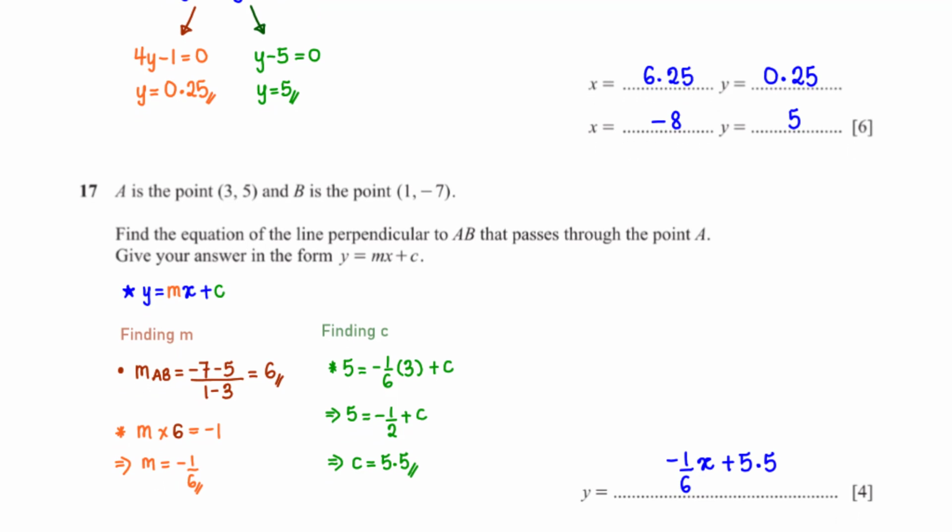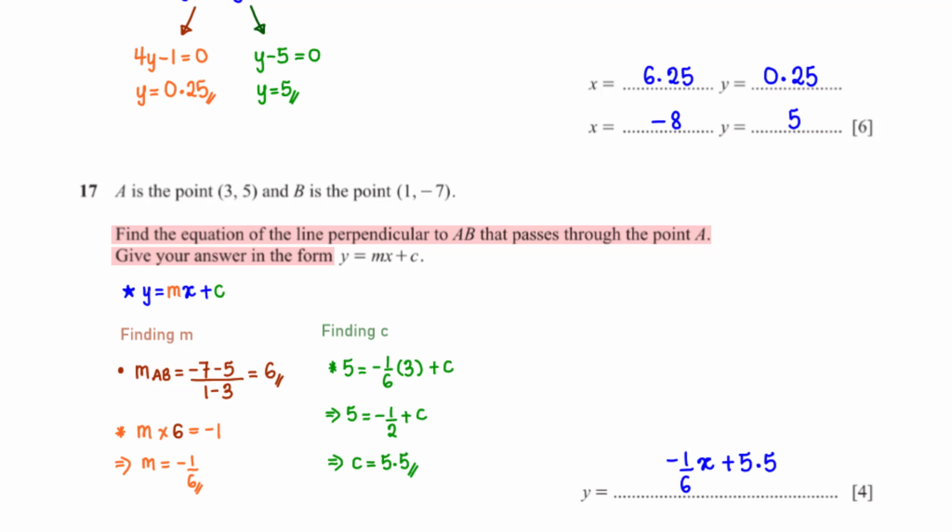A is the point 3, 5 and B is the point 1, negative 7. Find the equation of the line perpendicular to AB that passes through the point A. Give your answer in the form y equals mx plus c. All we need to do is to find the values of m and c and plug in these values into y equals mx plus c.